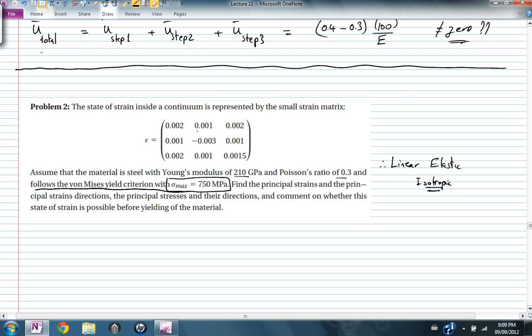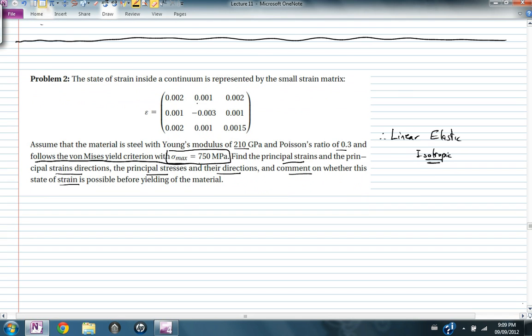So check chapter 2. What this says is that given a stress matrix, I can calculate the von Mises stress of that stress matrix, compare it with 750, and see whether this material has yielded or not. So the question: find the principal strains, find the principal strain directions, find the principal stresses, their directions, and comment on whether this state of strain is possible or not.